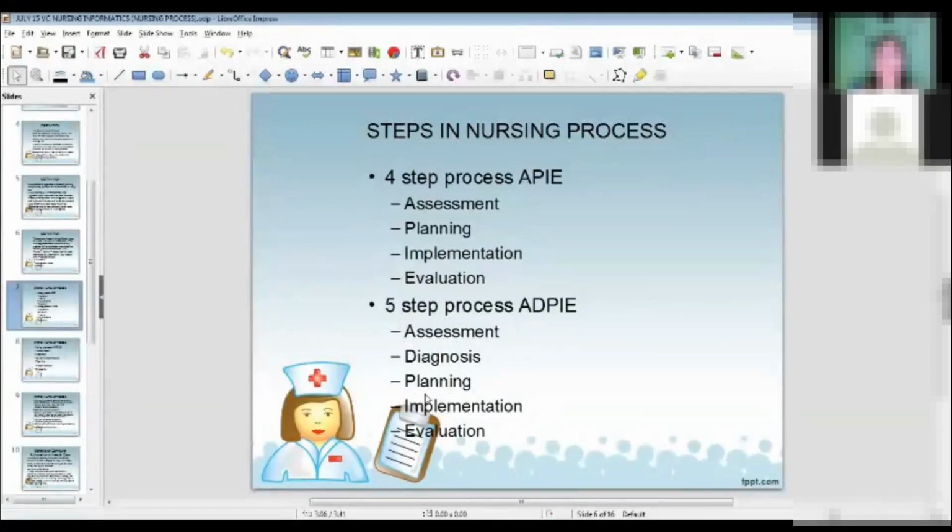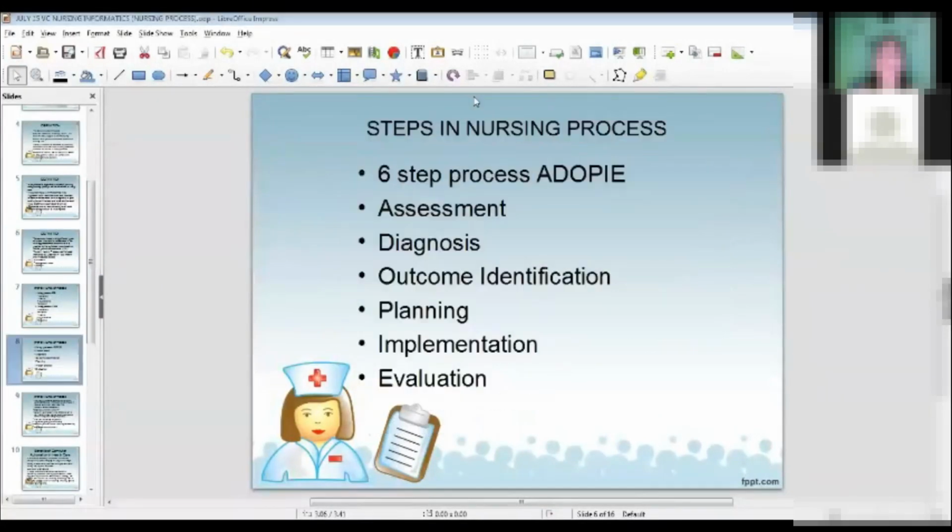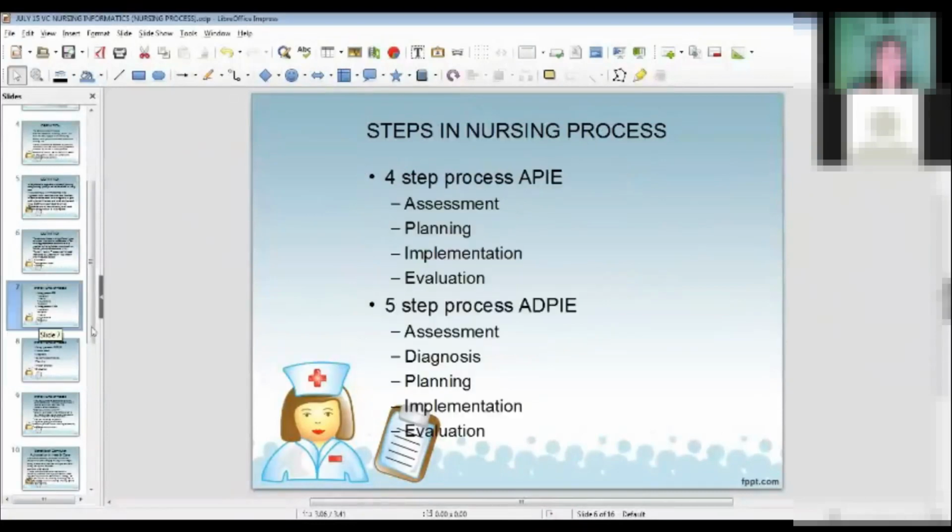Now, planning is our goal. So what do we intend to reach at the end of our interventions? Okay, and then we have implementation. So this is interventions or our administration of care. Okay, and then the last part is evaluation. So this is for ADPI.